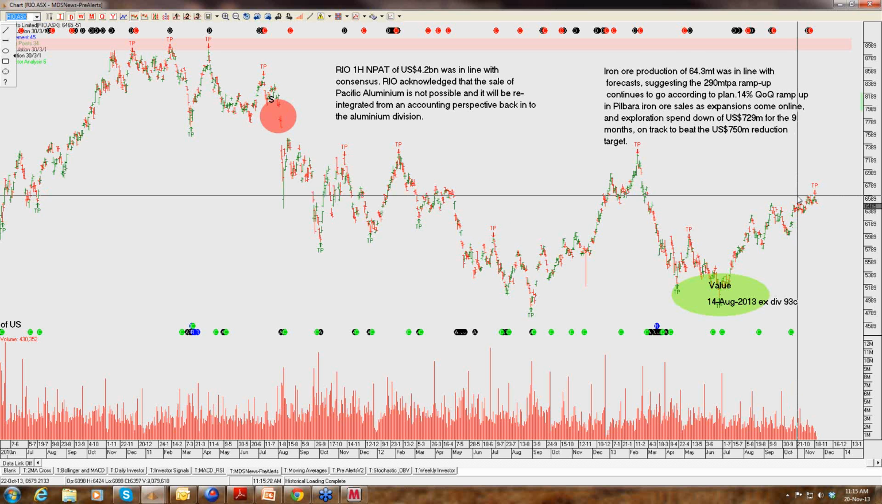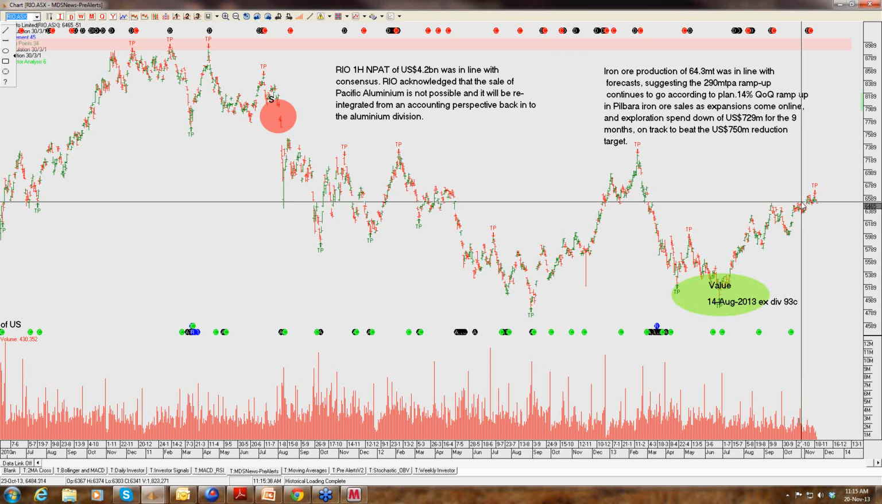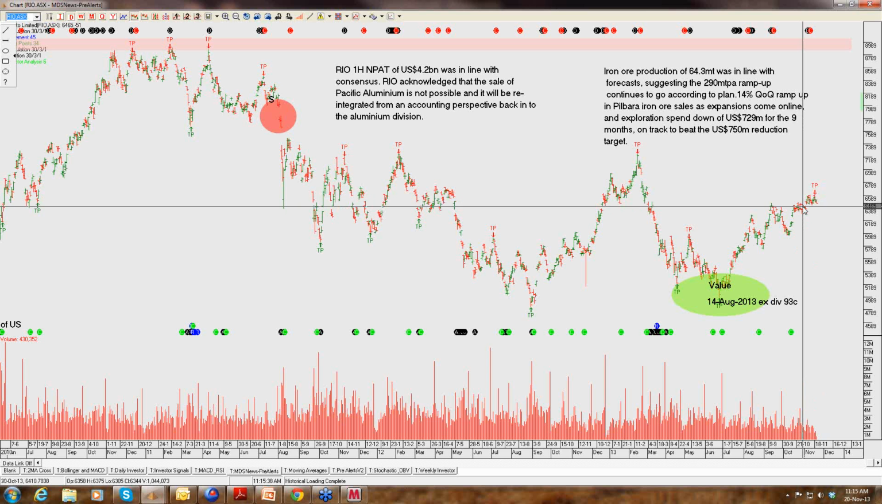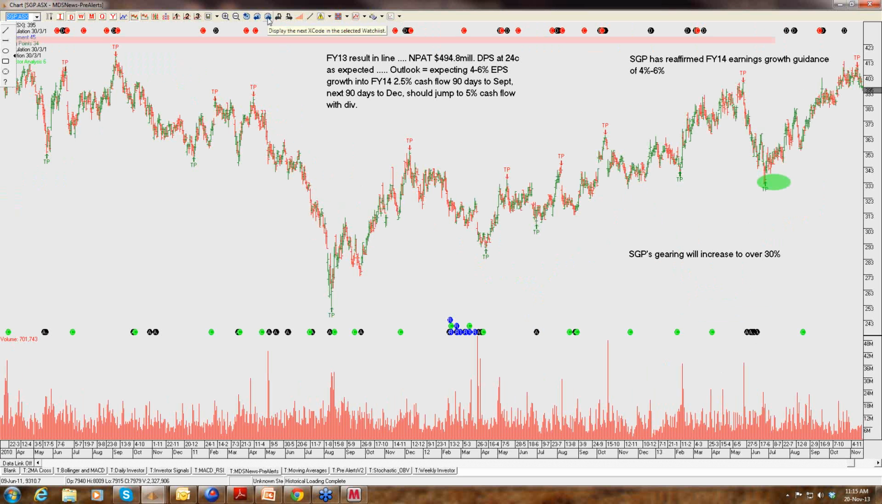But our price target is based on Rio trading at around 12 times forward earnings and about 10% EPS growth. The stock should support a valuation of around $65 to around $68, and that's where we see Rio trading and consolidating.